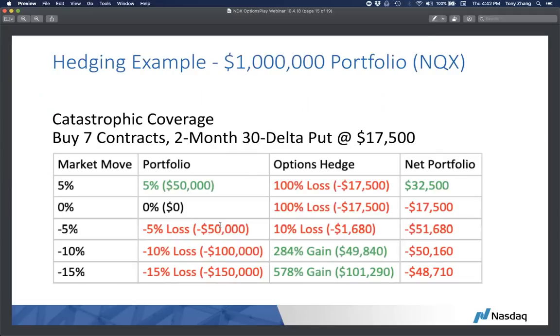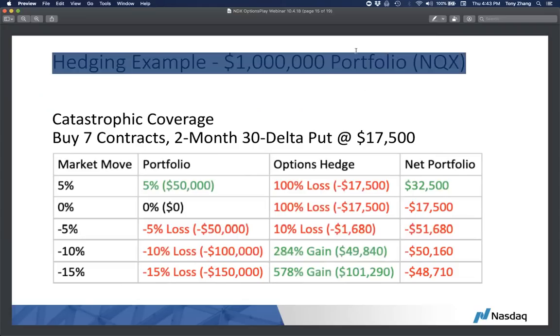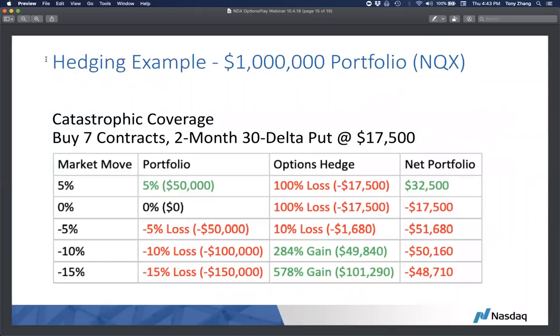This is talking about buying an out-of-the-money put option. So the theoretical portfolio that I have here is a $1 million portfolio, and for that I'm going to use NQX, the reduced value index, as the index that I use to buy the insurance policy on it. So I'm looking to buy 7 contracts, because if you take $1 million divided by the 1,500 index value divided by 100, you're going to see that you need approximately 7 contracts to protect your portfolio.